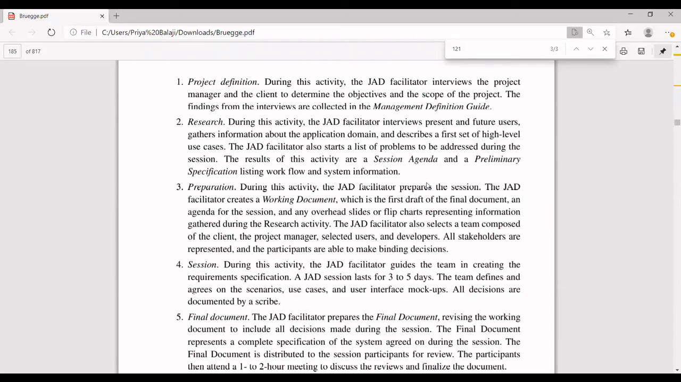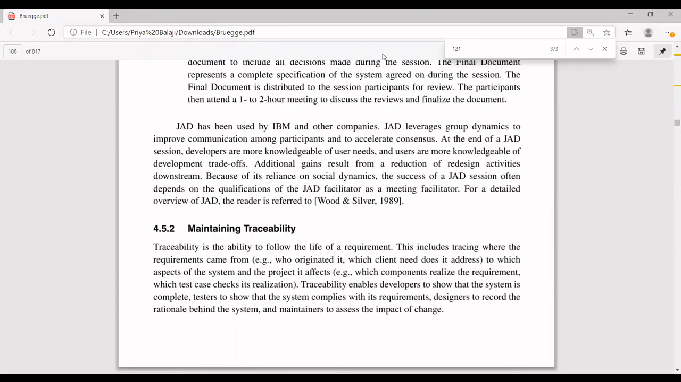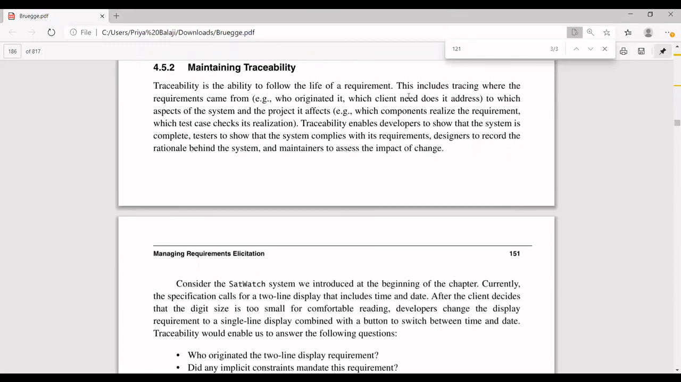JAD is going to use all your clients, managers, developers, testing field people, everybody who is going to be involved in this project. Everybody will sit together, discuss and finalize the project. So that comes under your JAD. So here, what is meant by traceability?